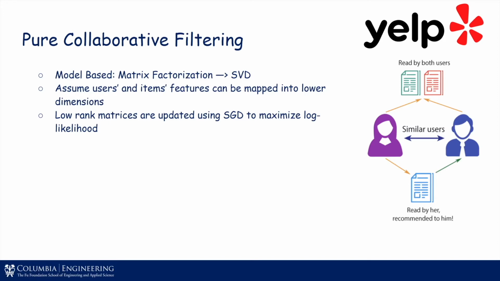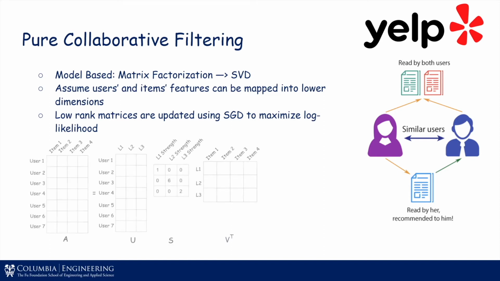For our pure CF part, we used the singular value decomposition matrix factorization method, which is a model-based method. We assume users' and items' features can be mapped into lower dimensions. These lower rank matrices are updated using the stochastic gradient descent method to maximize log likelihood.